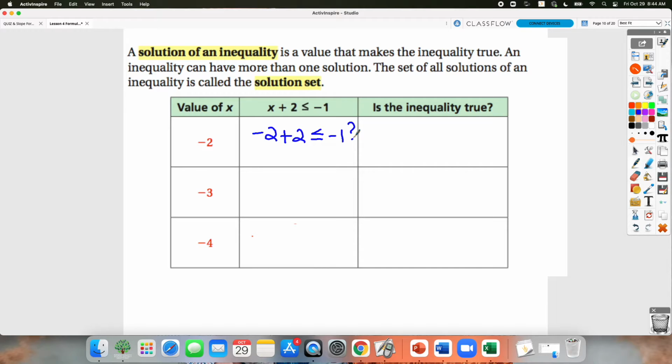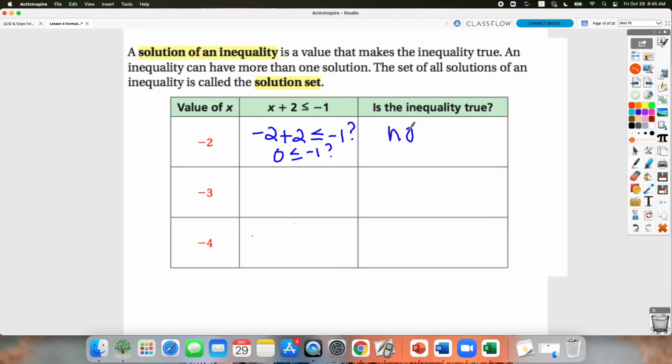All right, guys, so what does negative 2 plus 2 give me? 0. Is 0 less than or equal to negative 1? No, it's more than, because negative 1 goes to the left. Negative 1 would be to the left of 0 on the number line, so 0 is actually greater than negative 1. So is that inequality true? No. So negative 2 would not be part of our solution set.